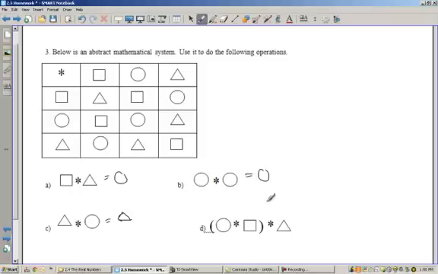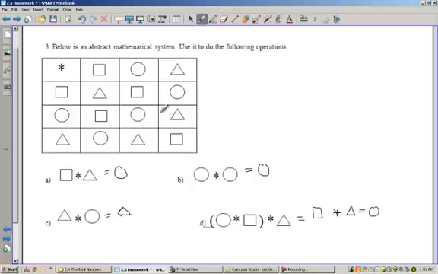And even abstract mathematical systems also have a similar order of operations. For this one, we'll do the parentheses first. So circle star square is a square. So I'll write that down: square star triangle. And then square star triangle is a circle. So we can do these rather abstractly. There are a number of tables that you can make here, where you can have an operation that's similar to addition and subtraction.